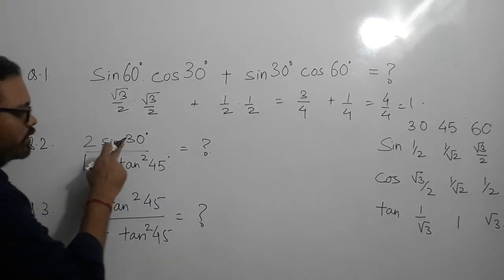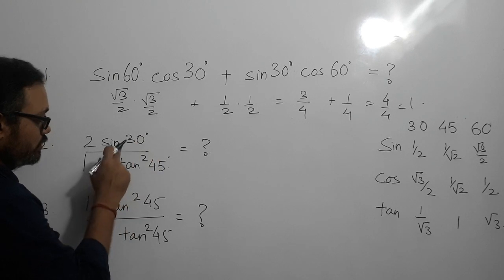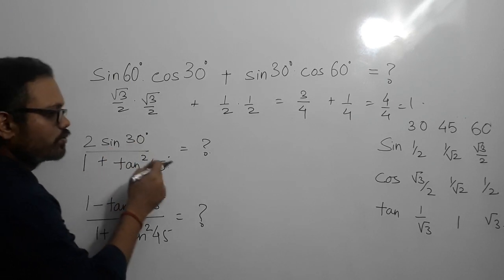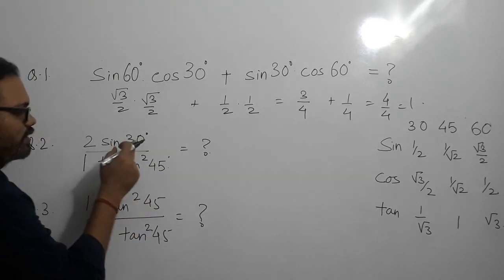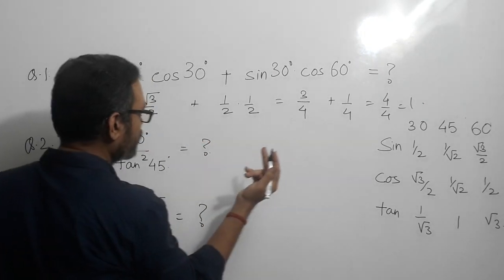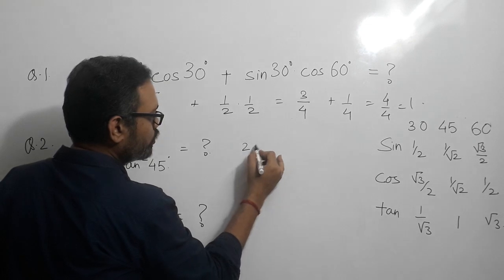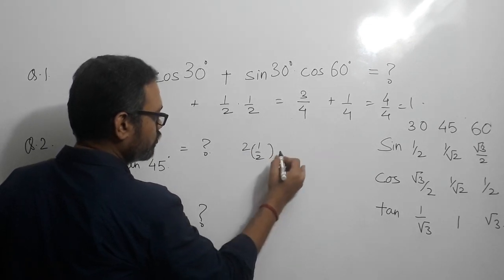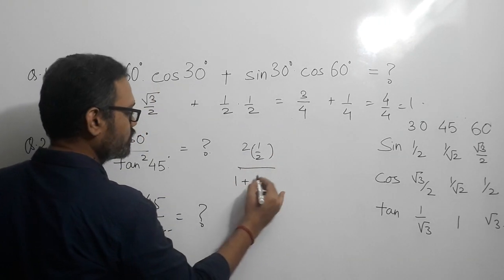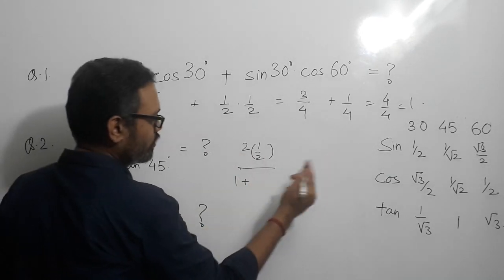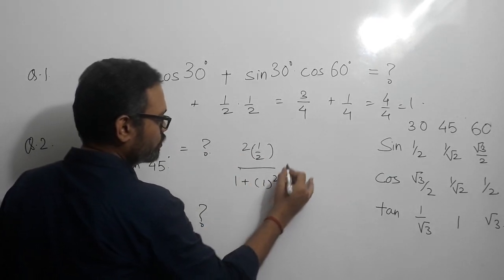Second question: 2 sine 30 plus 1 plus tan square 45. What is sine 30? We know that it is 1 by 2. So 2 sine 30 will be how much? 2 into 1 by 2, upon 1 plus tan 45. We know tan 45 is always 1. So 1 plus 1 square. This is 1.